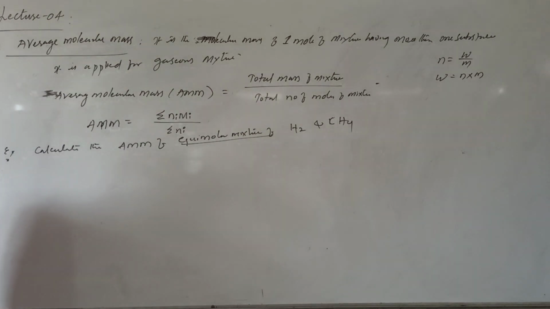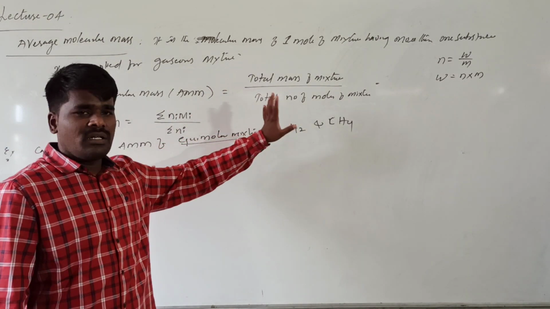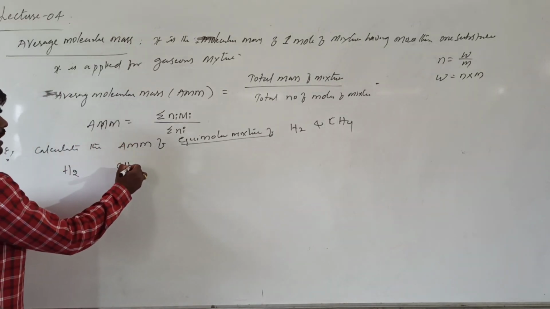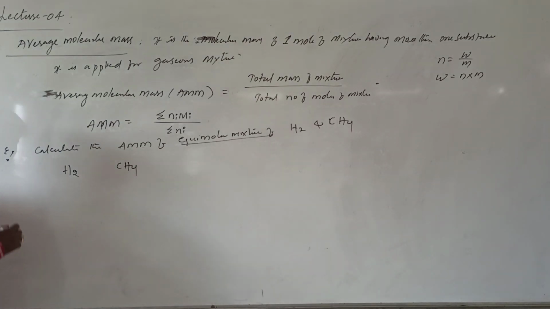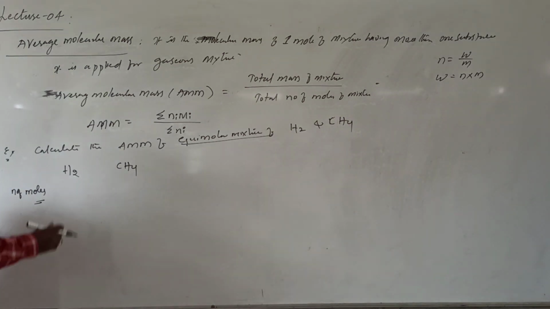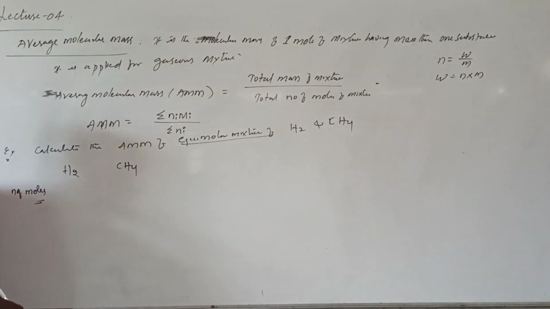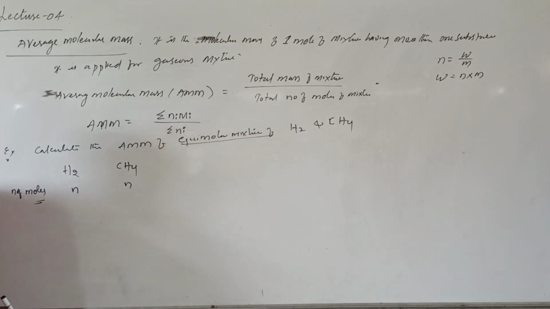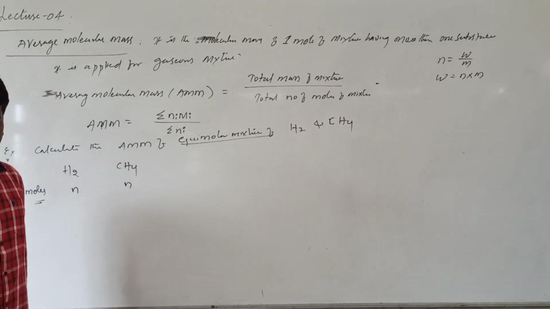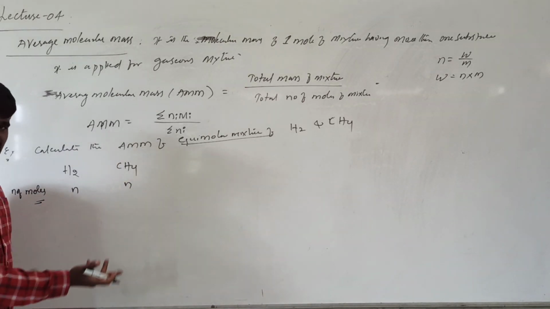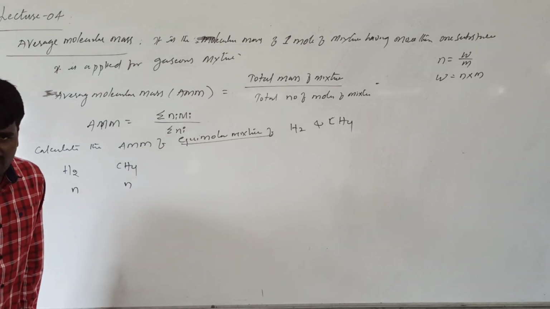So, if you want to calculate the average molecular mass, what do you need? The total mass and total number of moles. And what are the gases given? The given gases are two gases, hydrogen gas as well as methane gas. Now, if you are talking about number of moles, how many moles is said? Equimolar. Let us assume the number of moles is n. So, if n moles of hydrogen gas is there, as it is an equimolar mixture, n moles of methane gas must be present. Then only we call it equimolar. The same can be anything, 1 mole or 2 moles. If 2 moles of hydrogen gas is there, 2 moles of methane gas must be there. Then only such a mixture is called an equimolar mixture.